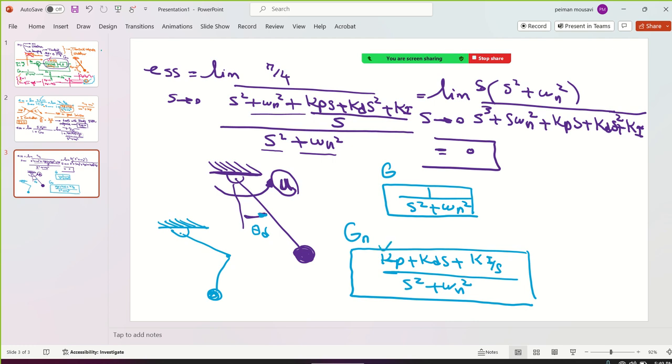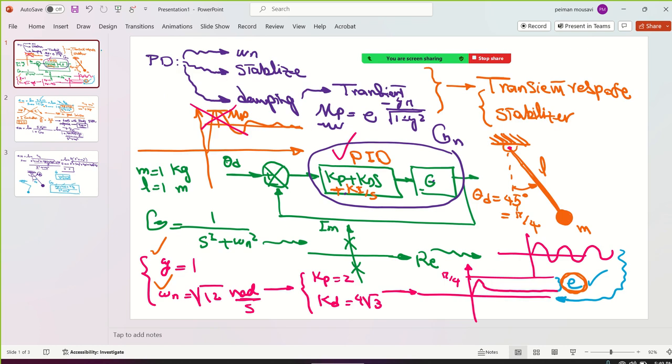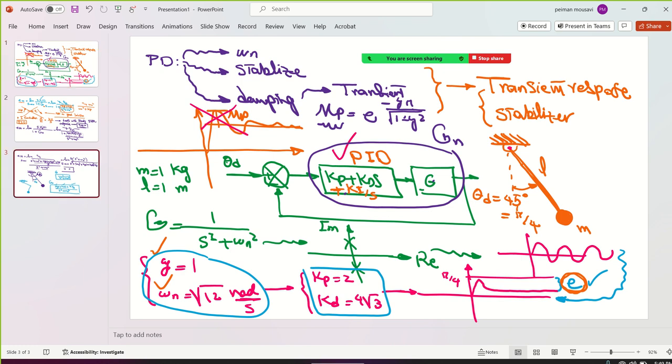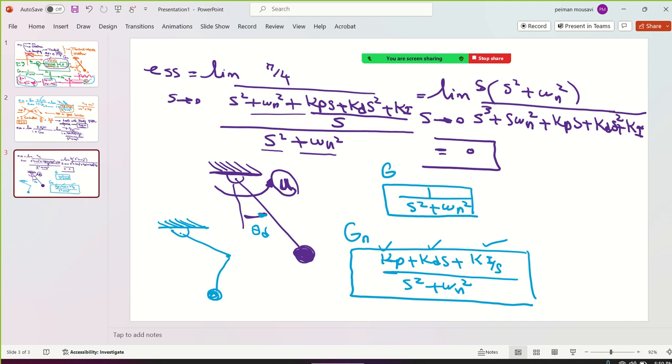So tuning, as we did in the previous class, by having this, we tuned Kp and Kd. See what I'm saying? Okay. So now let's go and add the I controller.